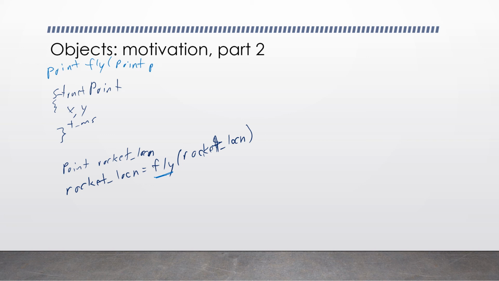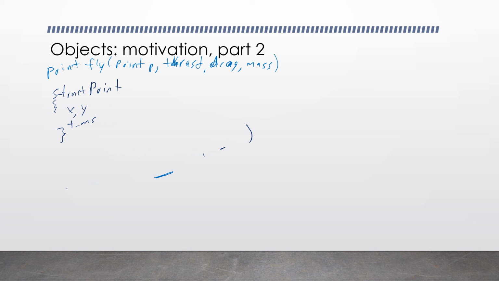In that case, we'd have to pass the fly function not just our point, but also a double for thrust, and a double for drag, and a double for mass, so that we know what the effects of gravity are on this and how much drag it's incurring and how much thrust it's producing at each moment. So now our program starts to look like this.